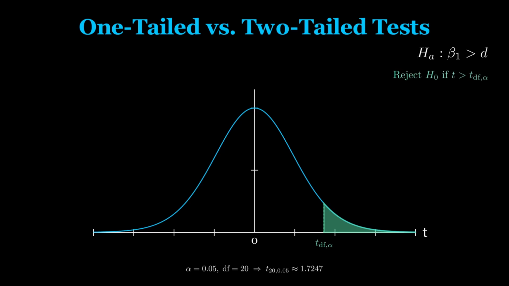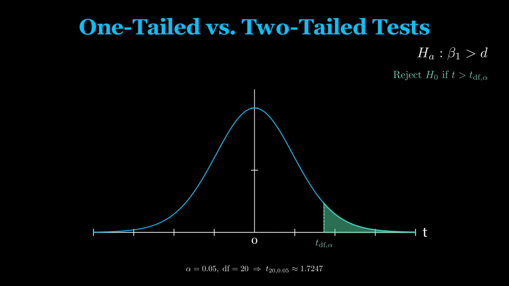For instance, if you're modeling the chance of passing exam SRM as a function of hours studied, you'd expect more study time to increase the chance of passing, so you test whether the coefficient is strictly positive. The rejection region moves to the right tail.